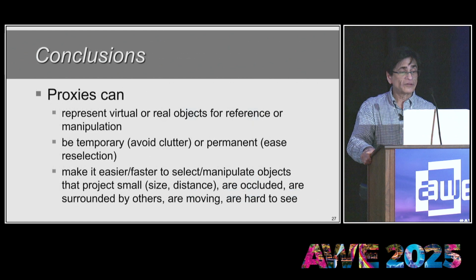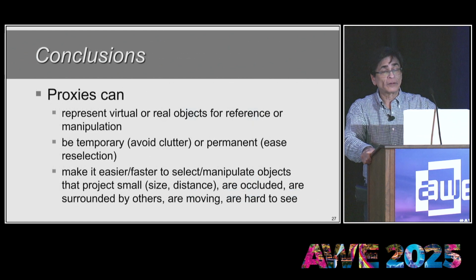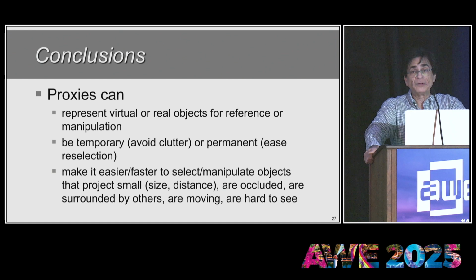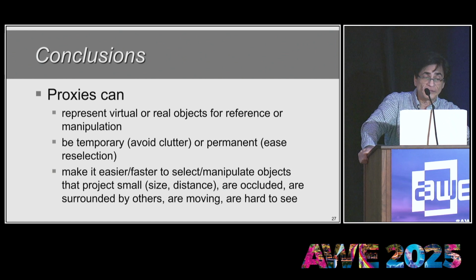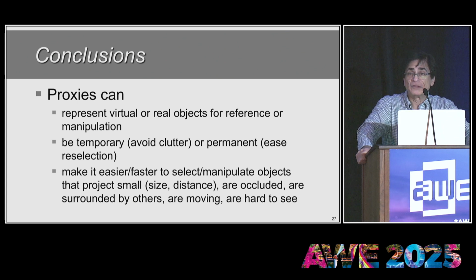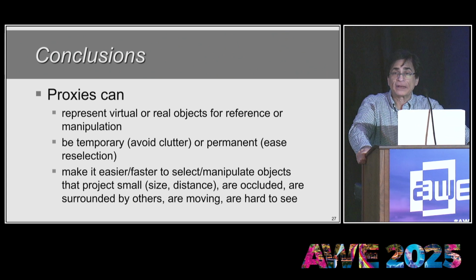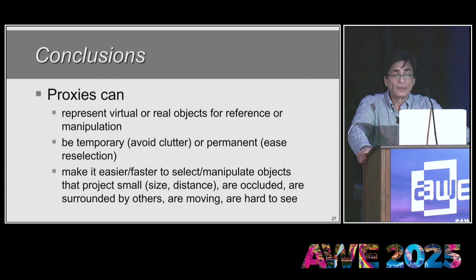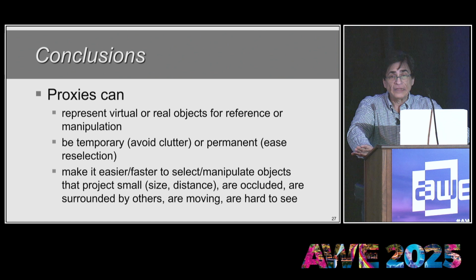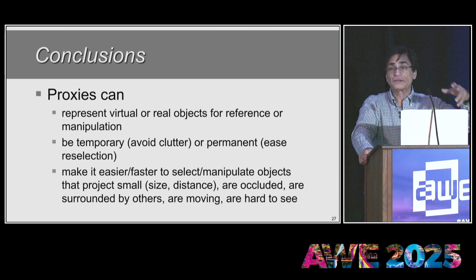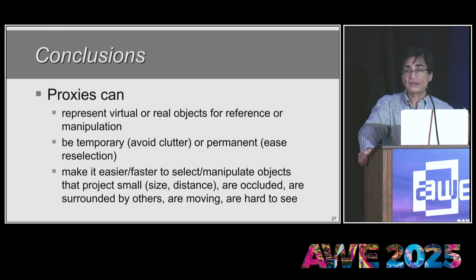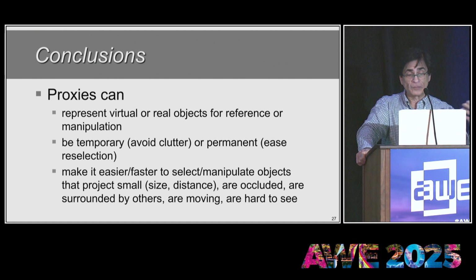So, conclusions: proxies can represent virtual objects and real objects. They can be used to refer to them, to show things to do, or to actually manipulate them. With temporary proxies, you avoid clutter, which is maybe the main reason behind what was happening in the original version of that bimanual proxy technique. Permanent means it's really easy, if you leave them in good places to reselect and use again in tasks in which you have to continually reuse something.